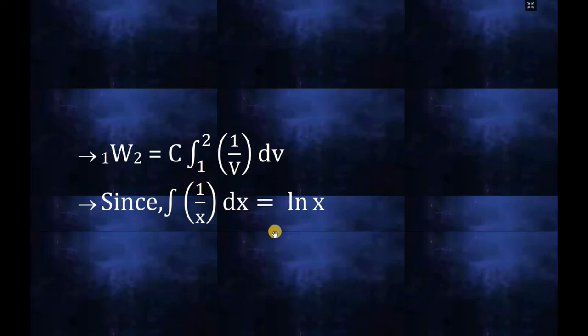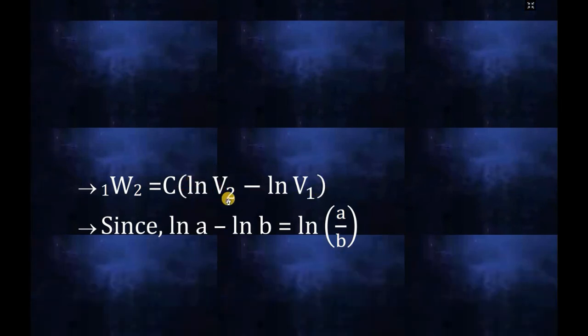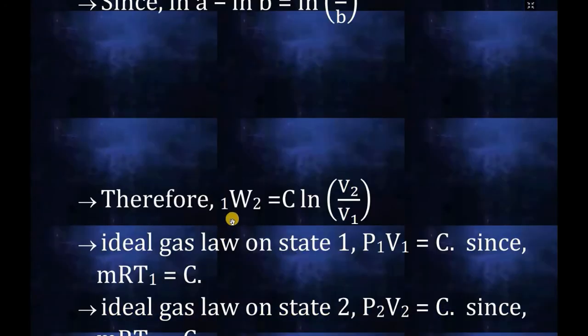So the next step will be 1W2 is equal to C into log of V between the limits state 1 and state 2. Now I am going to apply these limits on this log V. We get 1W2 is equal to C into log of V2 minus log of V1. Now again I am going to make a substitution for this log V2 minus log V1. For that I am going to apply a basic logarithm formula: log of a minus log of b is log of a by b. So similarly, log of V2 minus log of V1 will be log of V2 by V1. So the next step will be 1W2 is equal to C into log of V2 by V1.